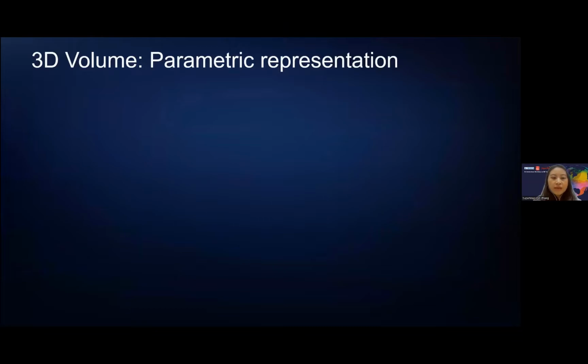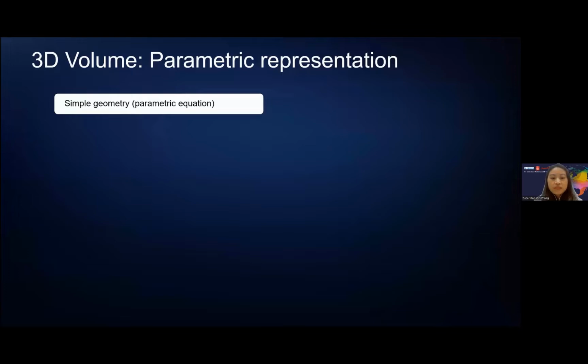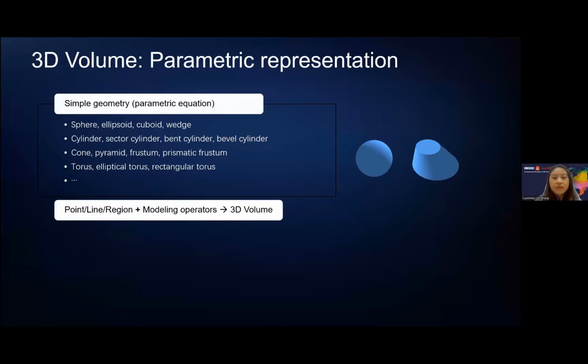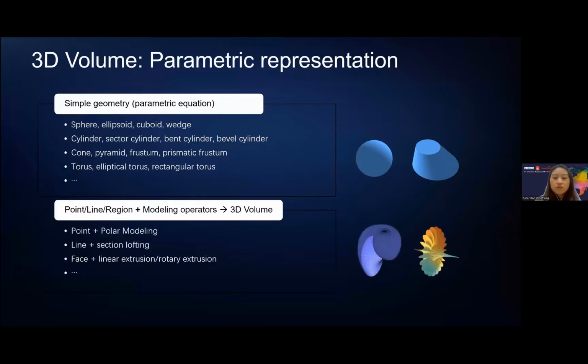In addition, we can also use parametric representation to express 3D volume models. We can create simple geometry such as sphere, ellipsoid, and cuboid by parametric equations. We can also use point, line, and region data to build 3D volumes through modeling operators such as section lofting and stretching.